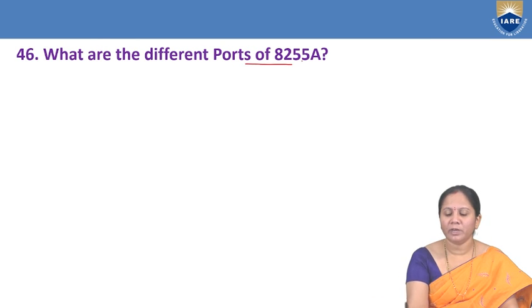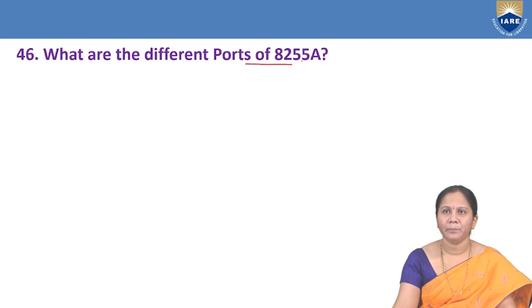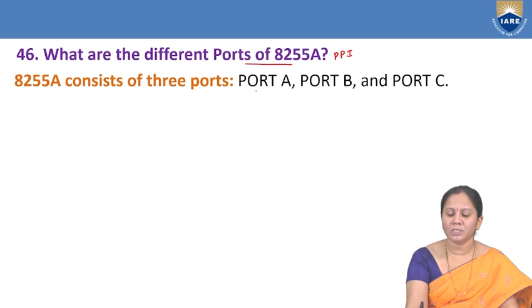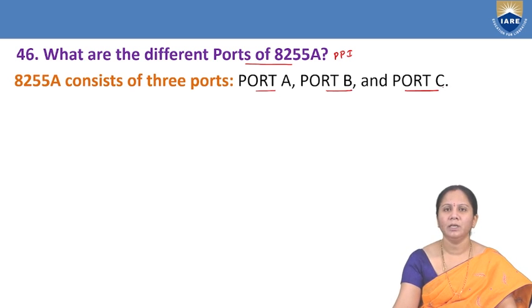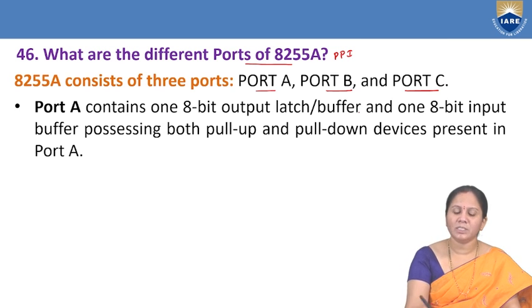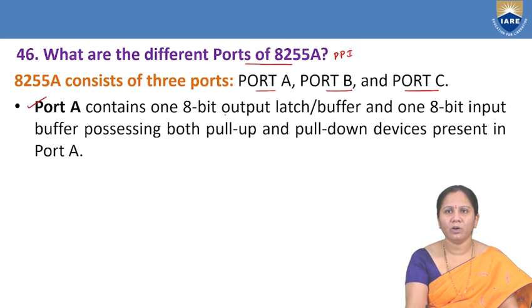Next, what are the different ports of 8255A? 8255A, again, is a PPI. How many ports does this PPI IC have? It consists of 3 ports, port A, port B and port C. Each port is of 8-bit. Among these 3 ports, port A consists of an 8-bit output latch and buffer, and also one 8-bit input buffer, in order to perform this, pull-up and pull-down devices are present in port A.